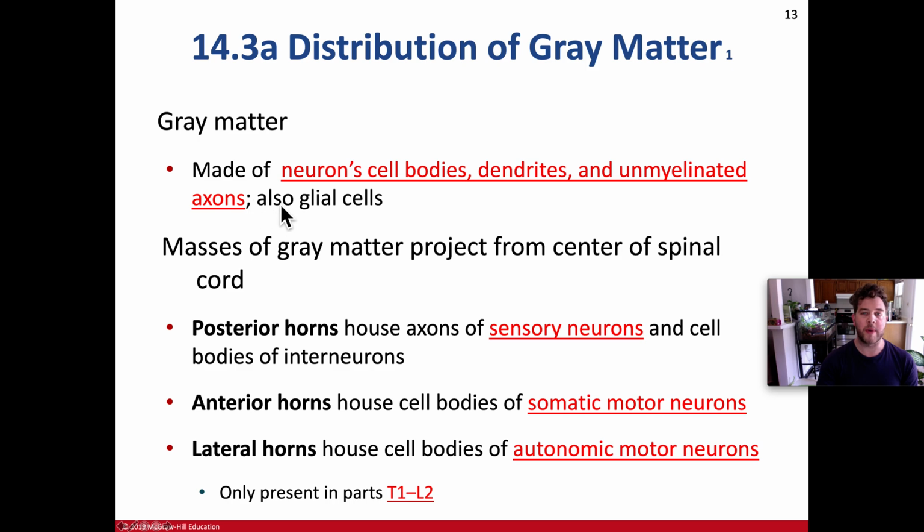Okay, so the gray matter. The gray matter is made of neuron cell bodies, dendrites, and unmyelinated axons. Remember, white matter is white because it has that myelin sheath, which is very fatty.